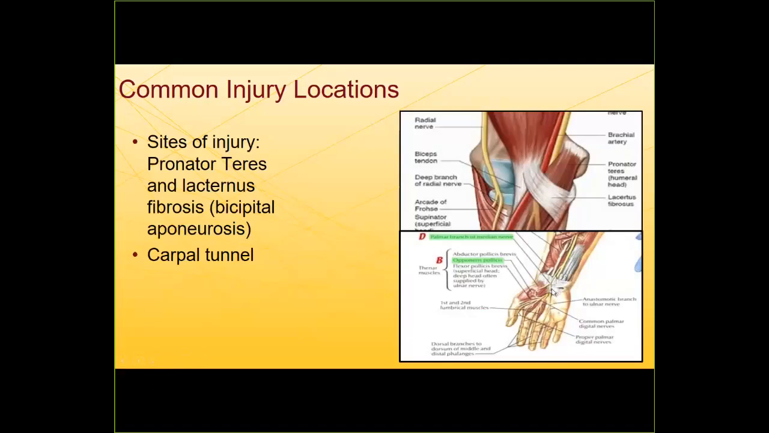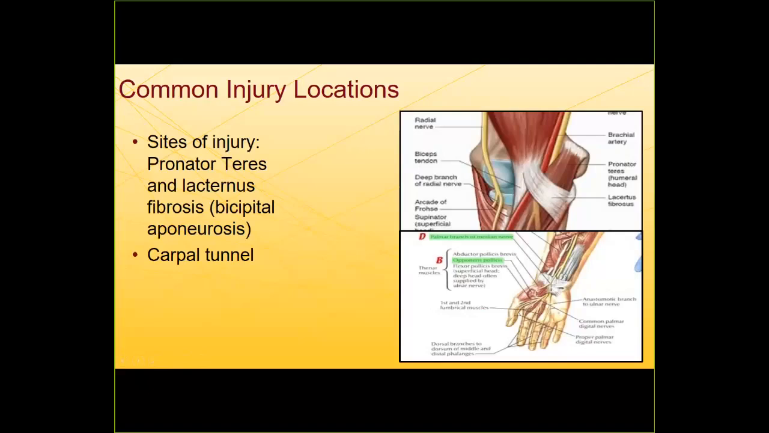And another thing that predisposes people to having less space in that area is when the flexor tendons become thickened. So disease can cause those flexor tendons to thicken, like diabetes.